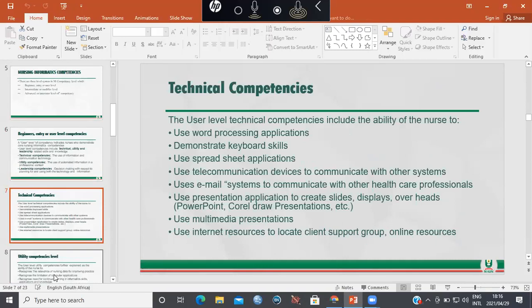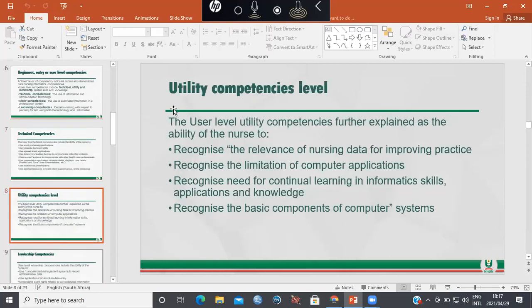At technical competency level, the user level technical competency includes the ability of the nurse to do the following: demonstrate keypad skills, use spreadsheet application, use telecommunication devices to communicate with other systems, use email systems to communicate with other healthcare professionals, use presentation application to create slides, display, or aids like PowerPoint, for example, what I'm showing you now, and the use of multimedia presentation, use internet resources to locate client supports and group online resources.